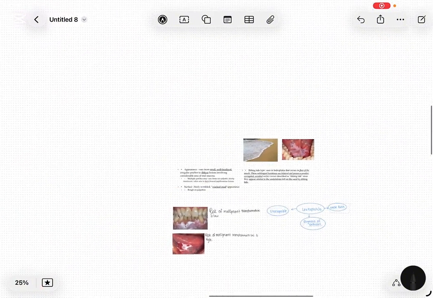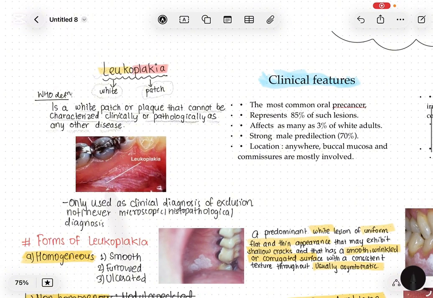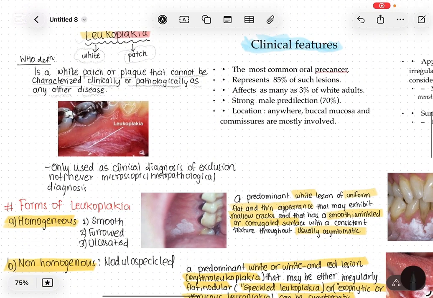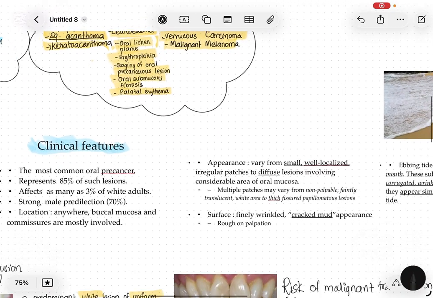So this is leukoplakia, and it is only used as a clinical diagnosis of exclusion, never a microscopic or histological diagnosis. Let's move on to the clinical features.